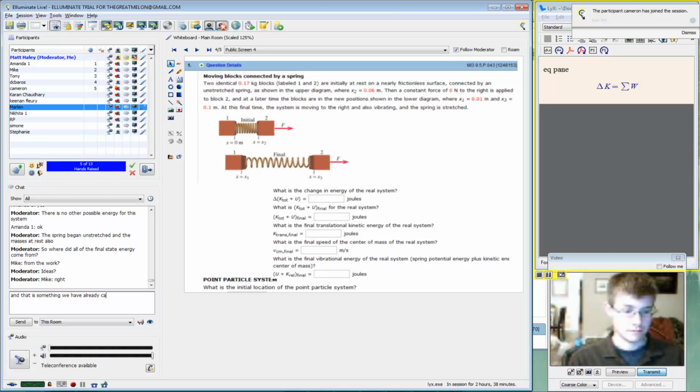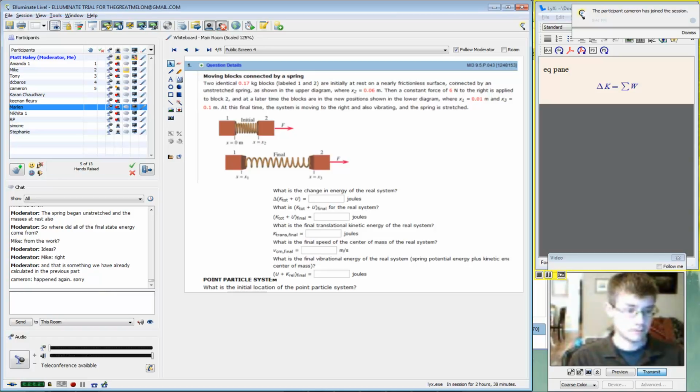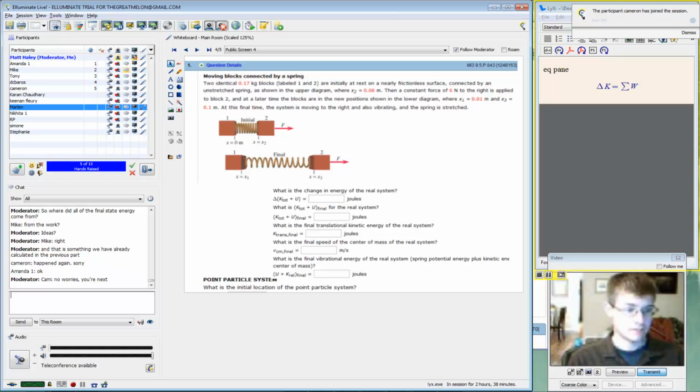And then a different student, named Mike, figured out the answer. We should look at the work done on the real system. Okay, one guy got disconnected.